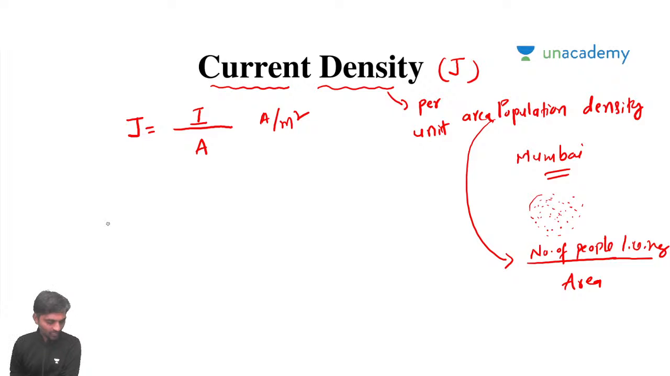I'll do one thing. Let's consider a conductor bar of length L. It's having a length L.